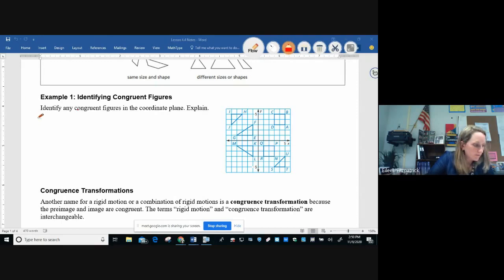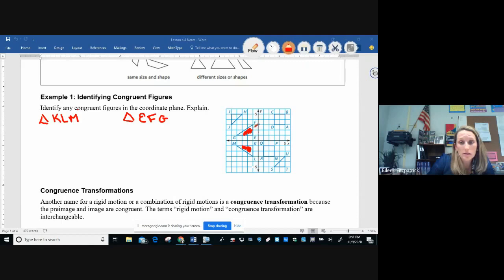triangle KLM and triangle EFG. Let's look at those for a second. So triangle KLM, that's this triangle right here. I'll kind of shade it in a little bit. This triangle right here. And triangle EFG, this triangle here. All right. They appear to be the same size.